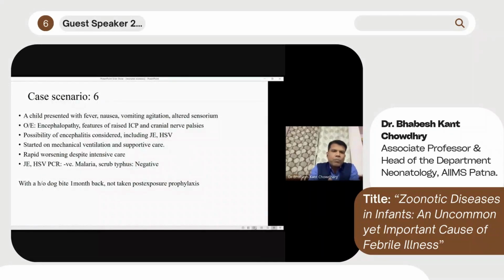But there was a history of dog bite 1 month back, but the baby was not taken for post-exposure prophylaxis. Then rabies was diagnosed, and it is not only the dog that is a reservoir, but other animals are also a risk for transmitting rabies. And for this there is actually no treatment, and it is a very fatal disease. Hydrophobia is also there. The only thing is the preventive part, which is vaccination.